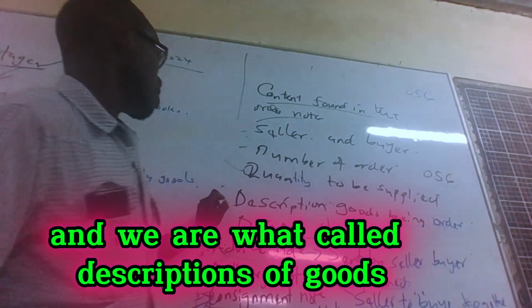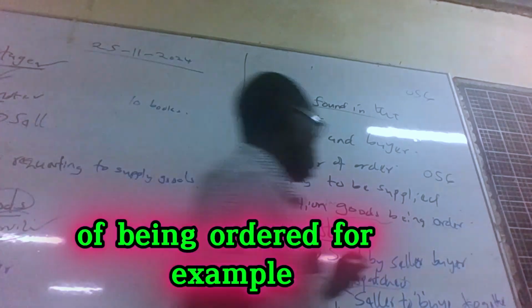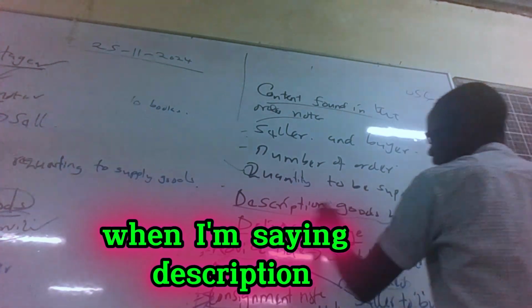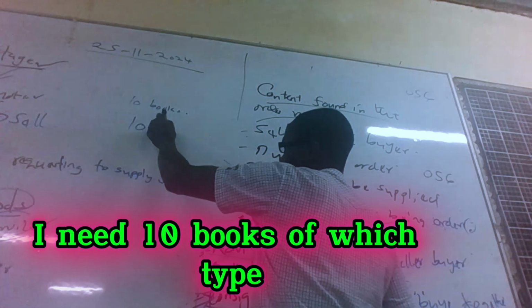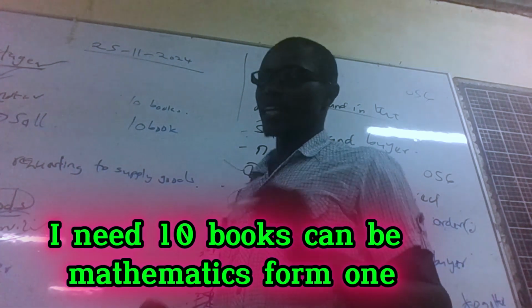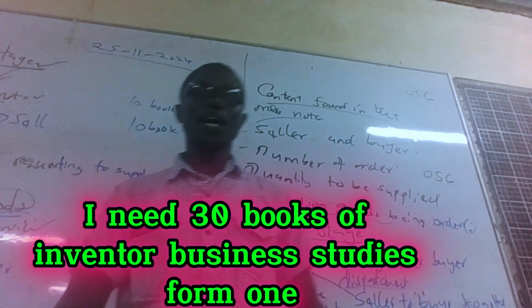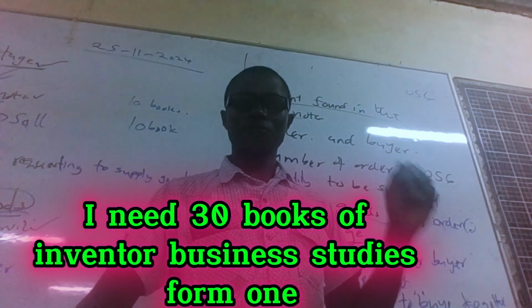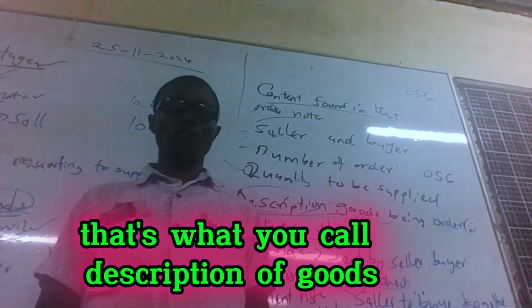And we have descriptions of goods being ordered. For example, when I'm saying description, I mean that if I need 10 books, I need 10 books of which type? I need 10 books KLB Mathematics Form 1, or I need 30 books of Inventor Business Studies Form 1. That's what we call description of goods.